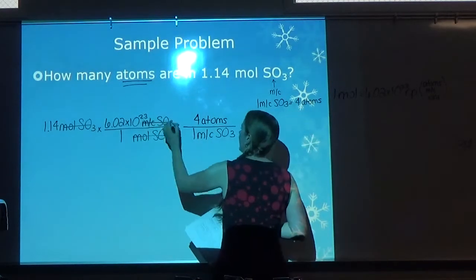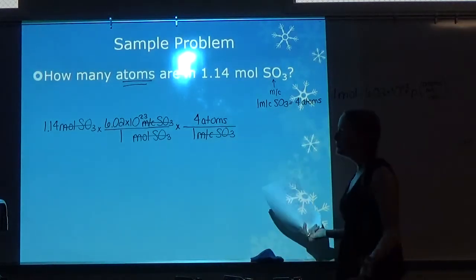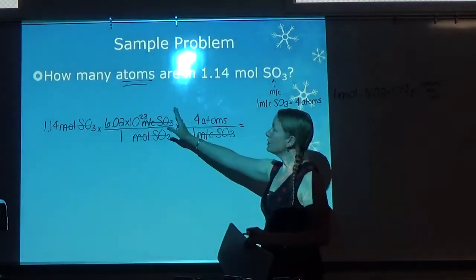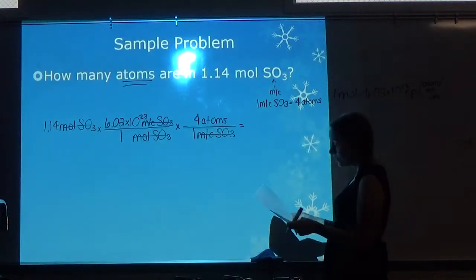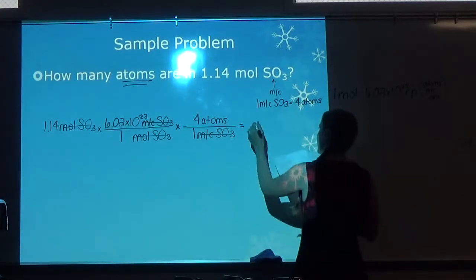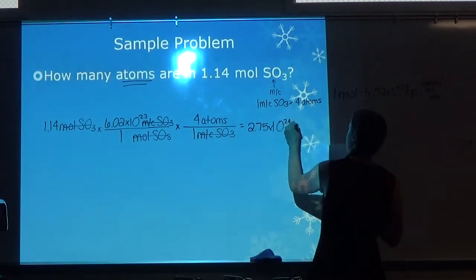Now notice I didn't write atoms of SO3 because it's atoms of S and O, so at that point I would kind of drop the substance. So in other words, once you get your answer, you just need to multiply it by the fact that you have 4 atoms. So I multiplied all 3 numbers since all 3 were on top, and I ended up getting 2.75 times 10 to the 24 atoms.